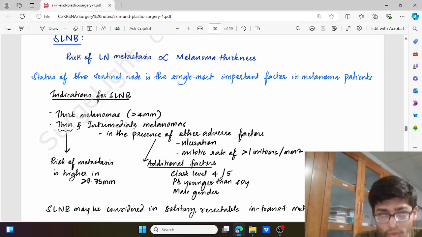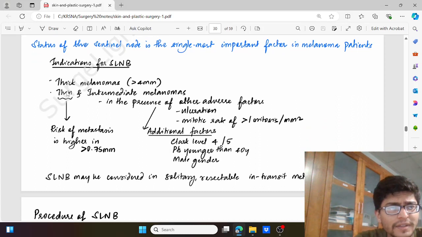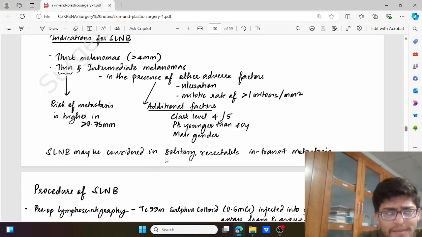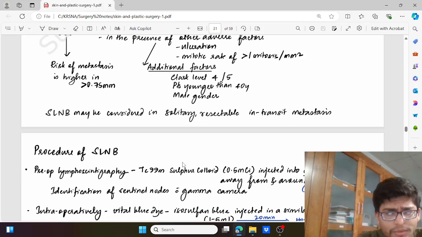If it is thick melanoma, that is more than 4 mm, T4. Thin and intermediate melanoma with other adverse factors like ulceration, more mitosis, more than 1, other factors like Clark level 4 or 5. Again comes to thickness, patients with young age, less than 40, male gender. Even in thin melanoma, risk of metastasis is higher when the thickness is more than 0.75, that is in T1B, 0.8 to 1. And we may consider sentinel lymph node biopsy in solitary resectable in-transit metastasis also, that is within the nodal basin.